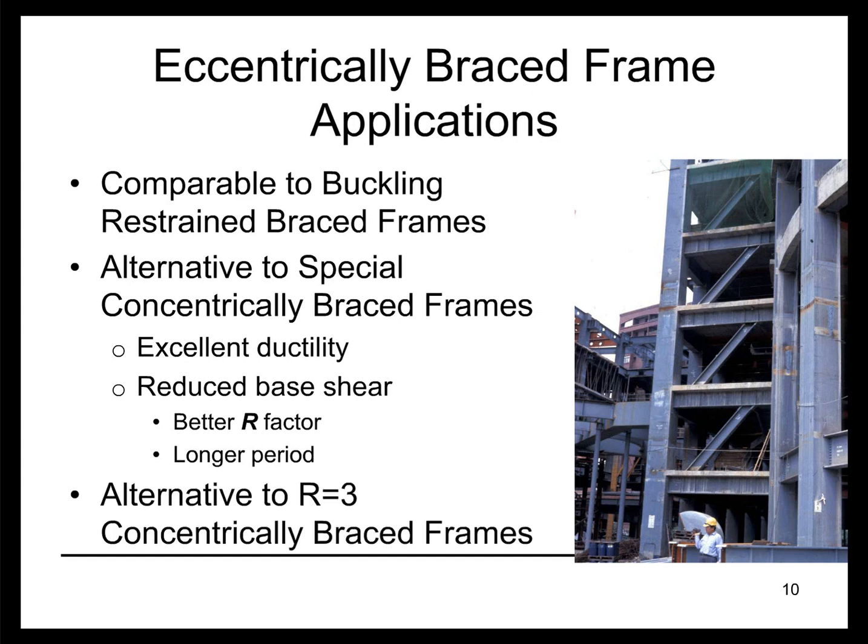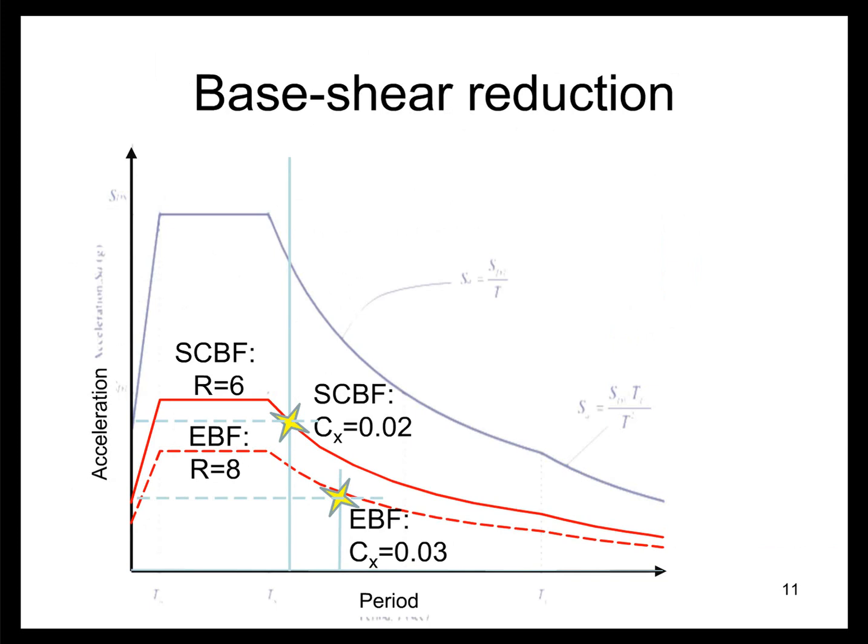So here we also can consider the eccentrically braced frames in the lower seismic design categories as an alternative to an R equals 3 system. The same advantages hold, that the better R factor and the longer period tend to result in much lower design base shear for the eccentrically braced frame.